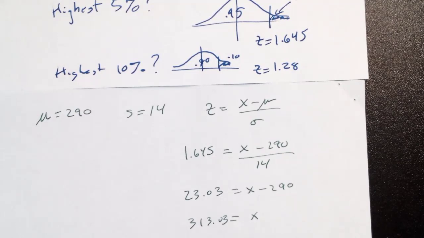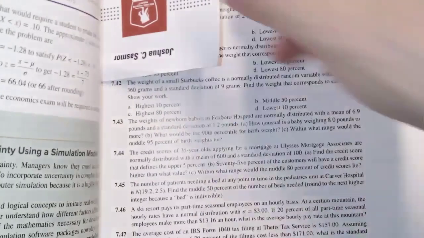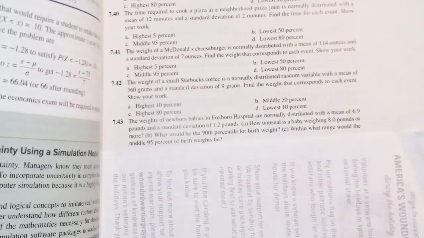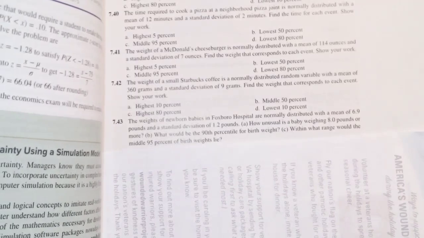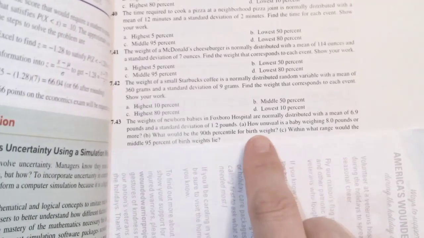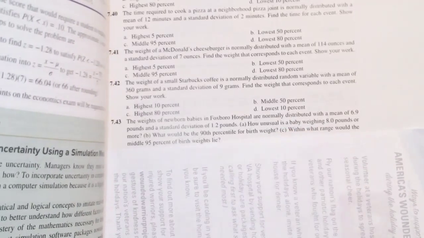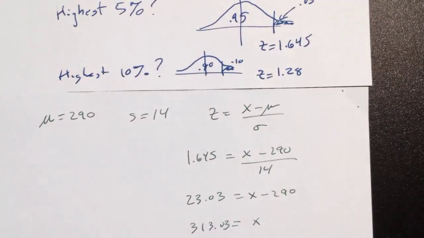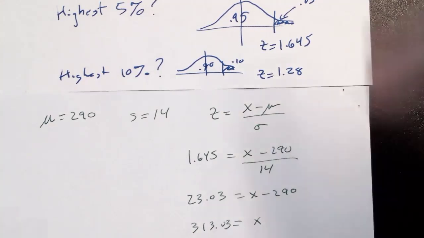Problem number 43 here says the weights of newborn babies in Foxborough Hospital are normally distributed with a mean of 6.9 pounds and a standard deviation of 1.2 pounds. How unusual is a baby weighing more than 8 pounds? You start at the beginning. The weight of newborn babies in Foxborough Hospital has a mean of 6.9 pounds and a standard deviation of 1.2.